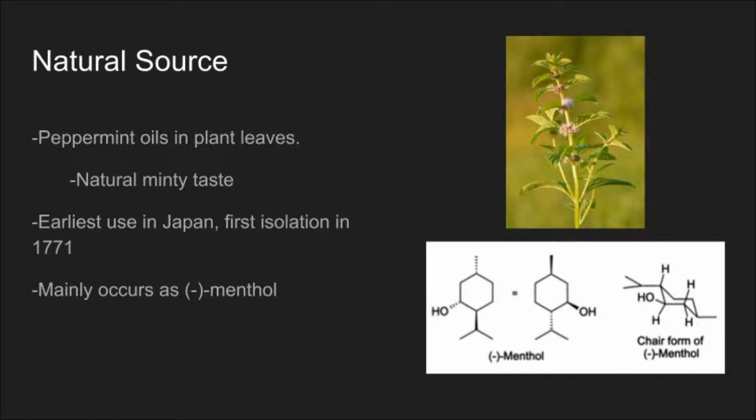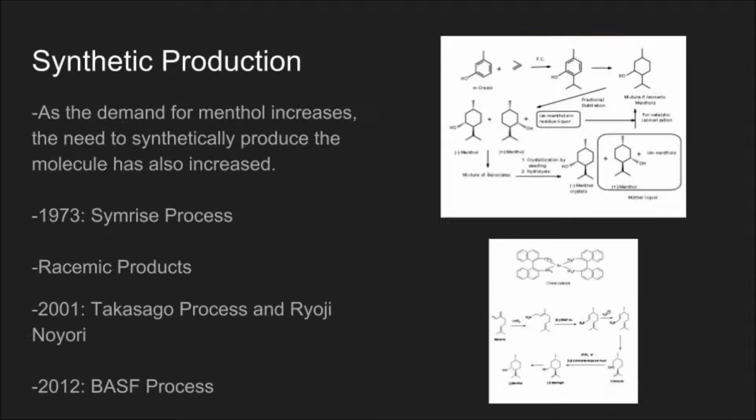The process for extracting natural menthol involves crushing the leaves and then running a steam distillation to extract crude peppermint oil. Once the peppermint oil is obtained crude, the menthol can be isolated in the lab. While menthol is found and harvested from naturally occurring sources, the demand for it is so high that the need developed for a synthetically processed version of the molecule.